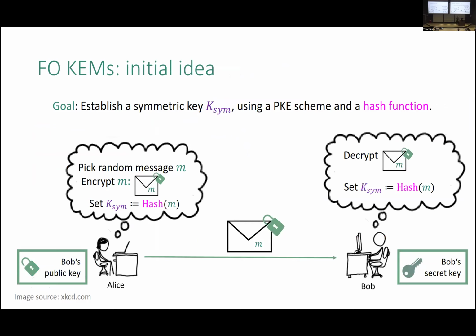Okay, so to contextualize this paper, let's quickly recap what we know about FO so far. So the initial idea is pleasantly simple: to establish a symmetric key between Alice and Bob, Alice can just pick a random message, encrypt it, send the encryption over to Bob, and then they can derive the symmetric key by pushing the message through a hash function. And if you model that hash function as a random oracle, then it's quite reasonable to argue that as an attacker, you cannot learn too much about the key unless you're able to break the encryption scheme.